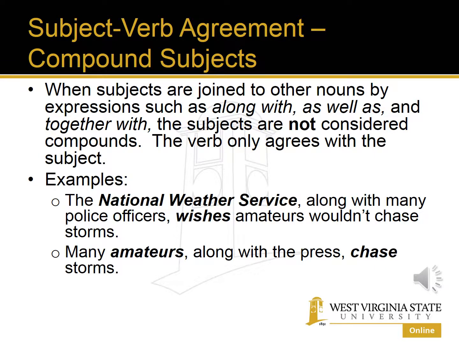Another area of confusion with compound subjects is when subjects are joined to other nouns by expressions such as along with, as well as, and together with. In these cases, the subjects are not considered compound subjects. Therefore, the verb only agrees with the real subject. For example, the National Weather Service, along with many police officers, wishes amateurs wouldn't chase storms. The National Weather Service is the sentence subject, therefore it's singular, and therefore the verb has to also be singular, wishes. The along with many police officers can be totally ignored because it's not part of the compound subject.